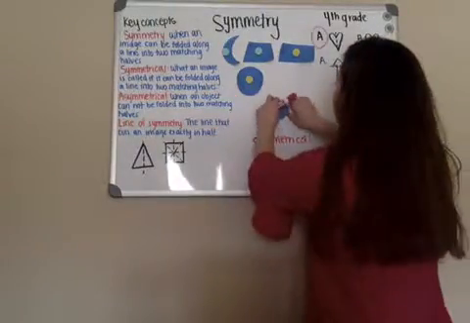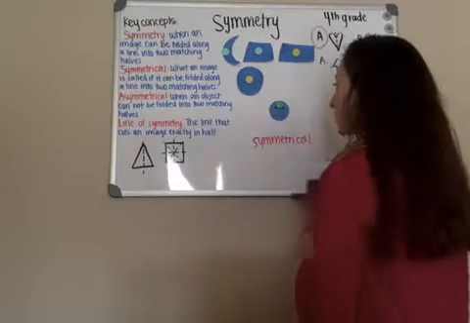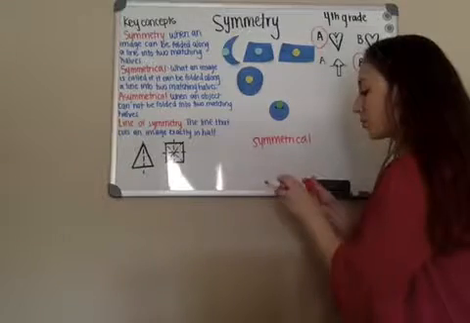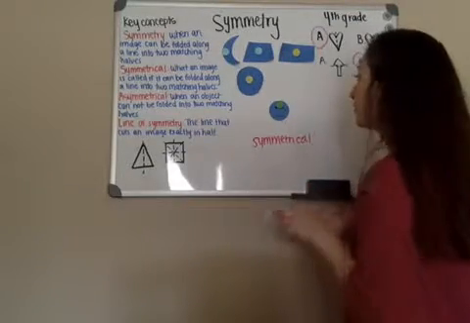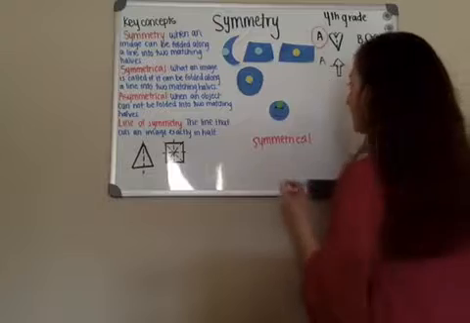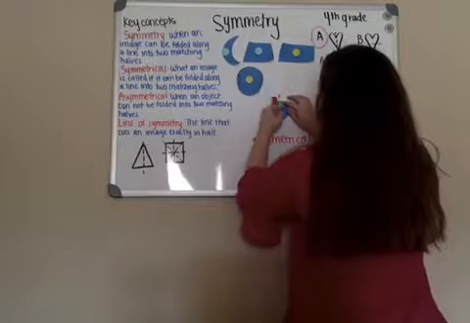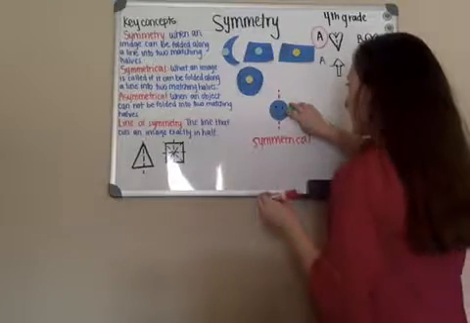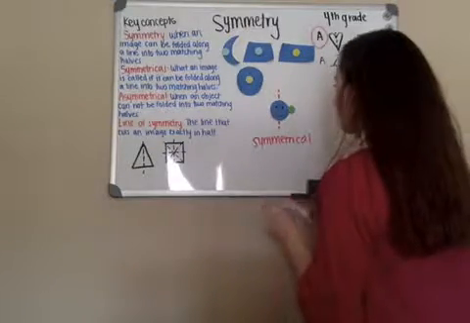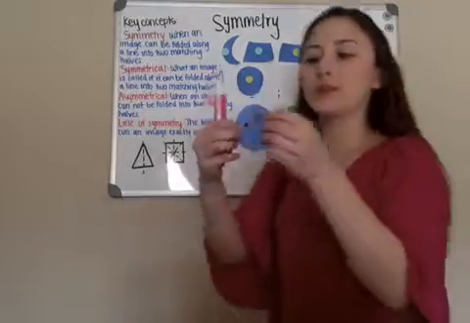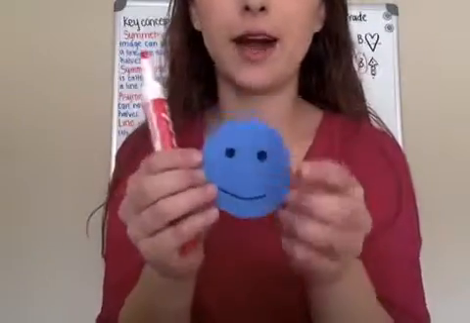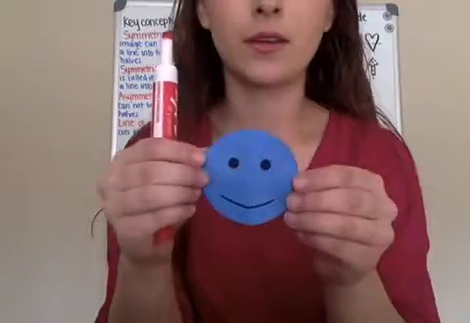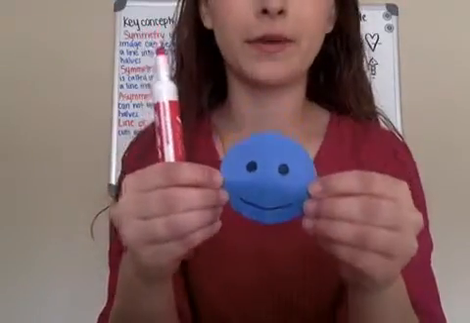And can anyone tell me where the line of symmetry is on this one? This one is a little tricky because there's only one line of symmetry on the circle, and that's because it has a face in it. The line of symmetry is directly down the center because we have an eye on each side of the face, and then we also have a smile. So if we folded this smiley face directly in half, we would have two halves that are exactly the same. So that means that we have one line of symmetry there.